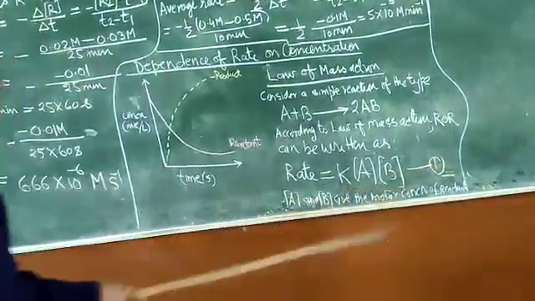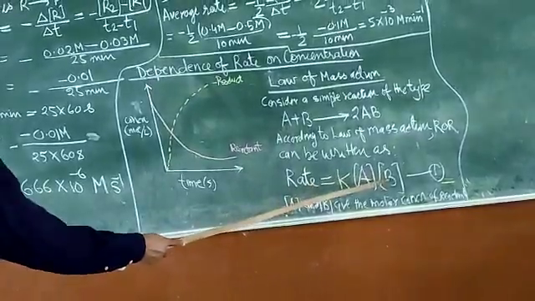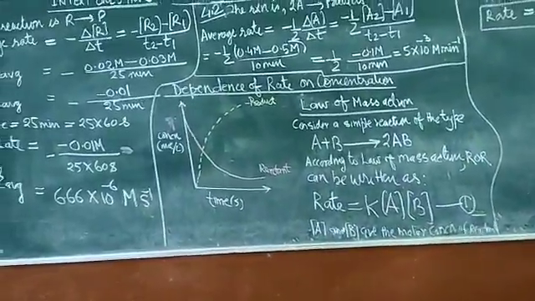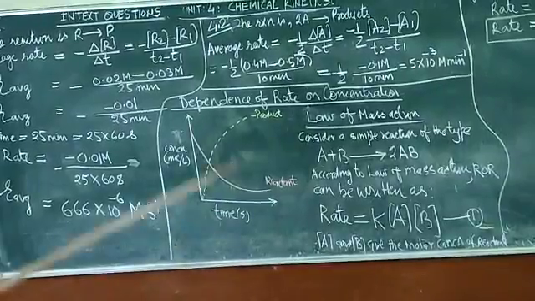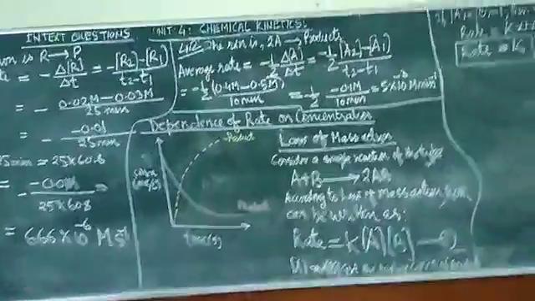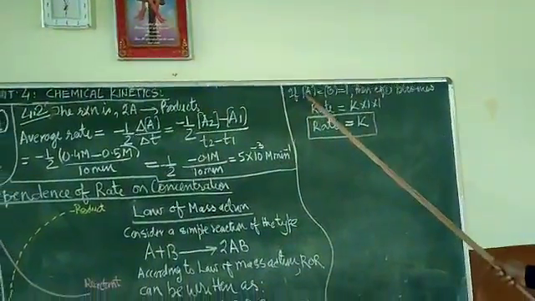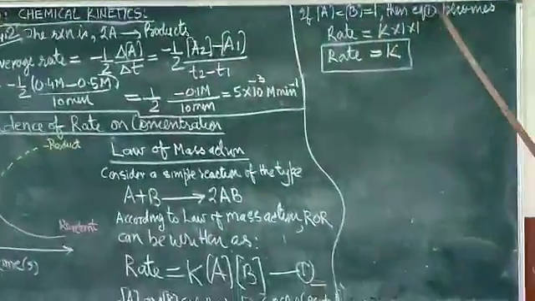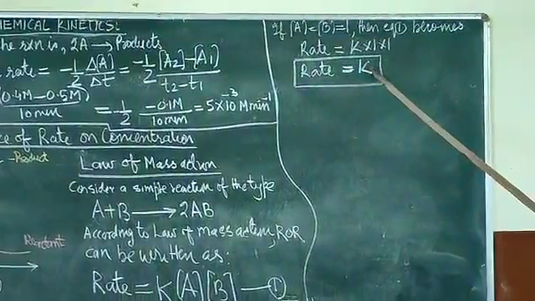Consider this as equation number 1. Here, this A and B are the molar concentration of the reactants. What is K? K is called constant of proportionality or rate constant or specific rate constant. Now if the concentration of each of the reactants, that is A equal to B, is unity, that is both are equal to 1, then equation 1 becomes, put this value here, rate becomes equal to K.